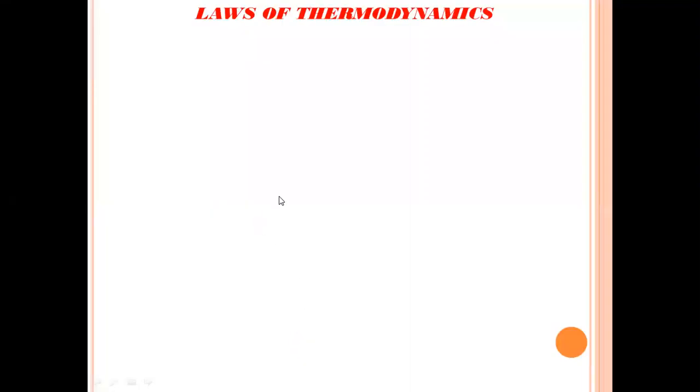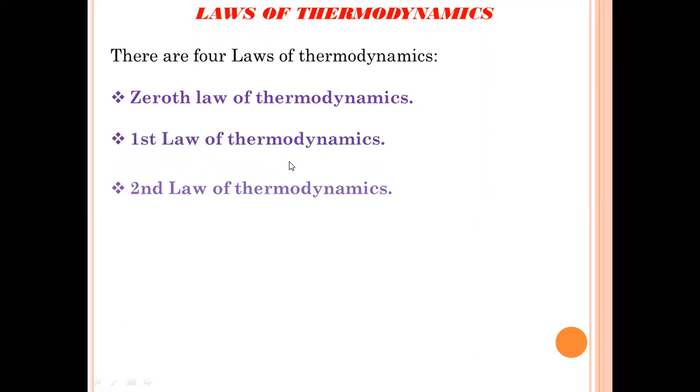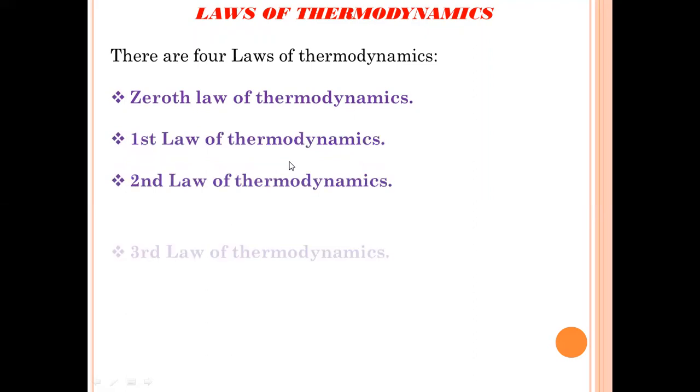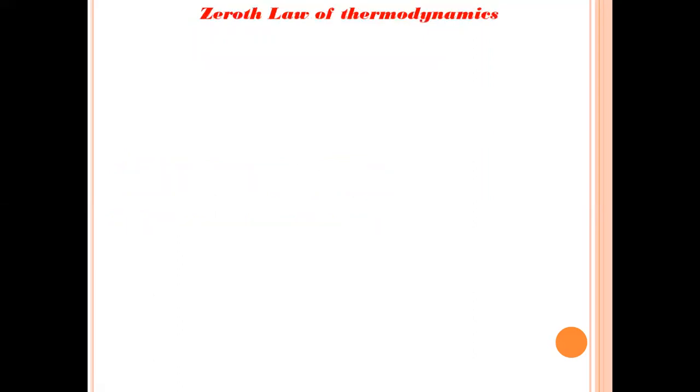So let us start with the laws of thermodynamics. There are generally four laws of thermodynamics: the zeroth law, the first law, the second law, and the third law of thermodynamics. So these are the four different laws involved in thermodynamics. Let us discuss them one by one.